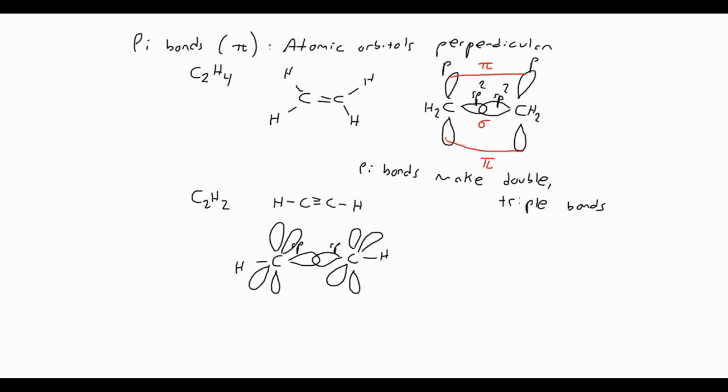So let's draw these in different colors here. This is our sigma bond. Now we have two sets of pi bonds. This is our one pi bond. And let's do another red. The overlap of our second set of p orbitals gives us a second pi bond. So having two pi bonds gives us a triple bond.